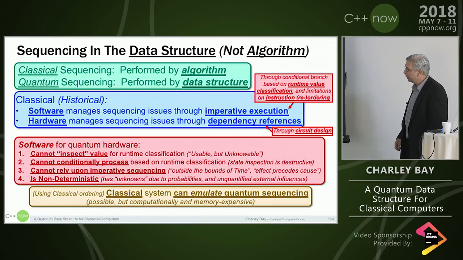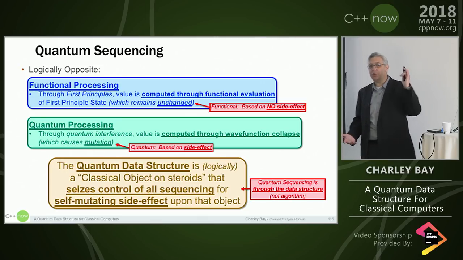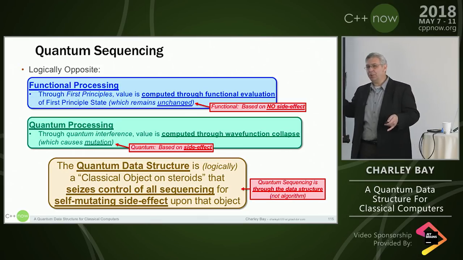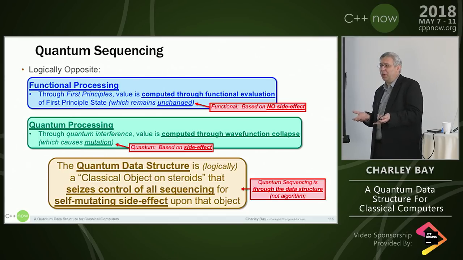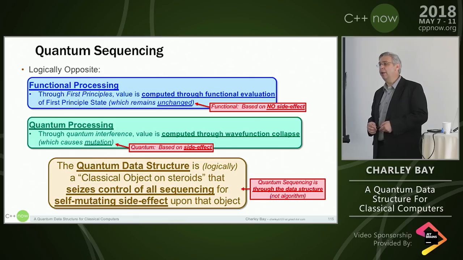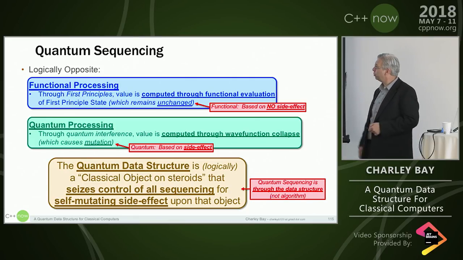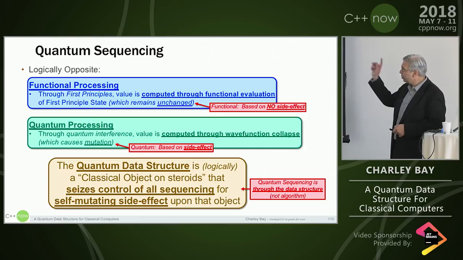Computational density goes up. So we can emulate it. Functional and quantum are opposites. In quantum, everything you do is once you observe, boom, mutation. Functional says no mutation, because I want to reason about what's going on. You should be able to repeat this, which you can in functional. Quantum, you cannot. That's why it's hard to build hardware. It's hard to address these things, but we're kind of working through it. So a quantum data structure seizes control of the sequencing.